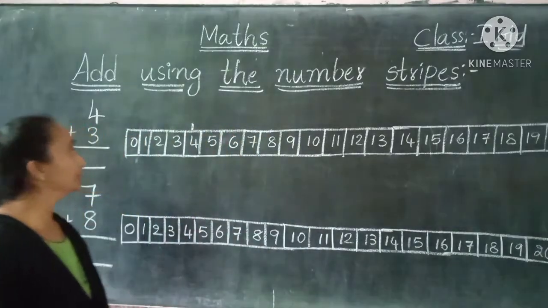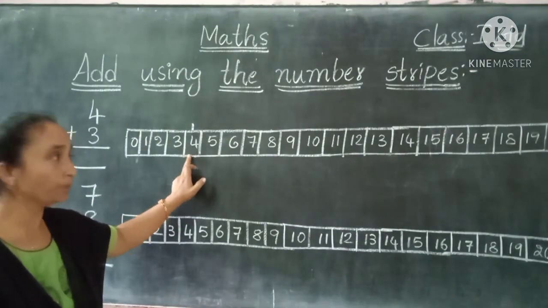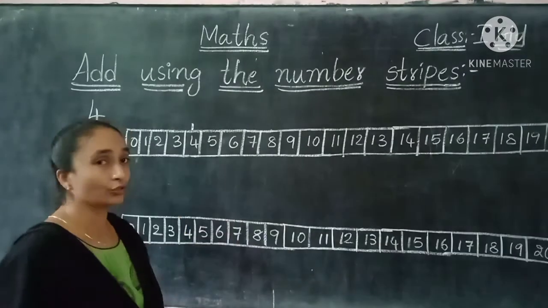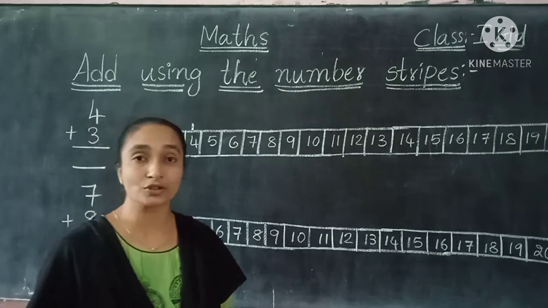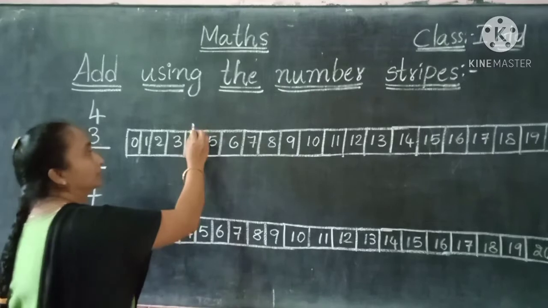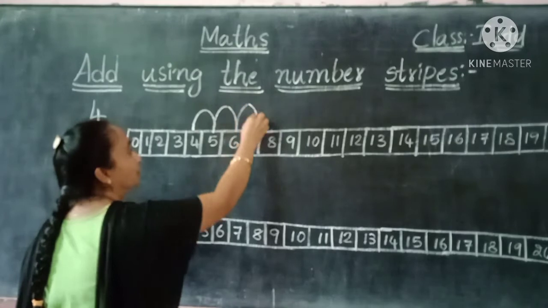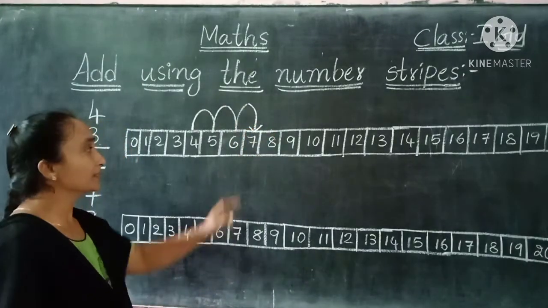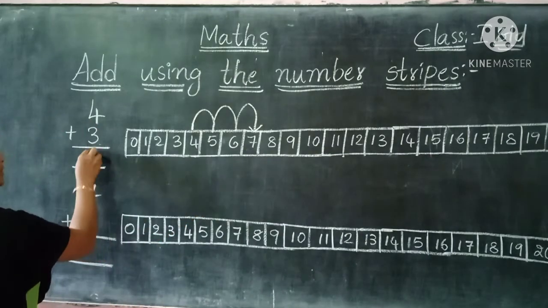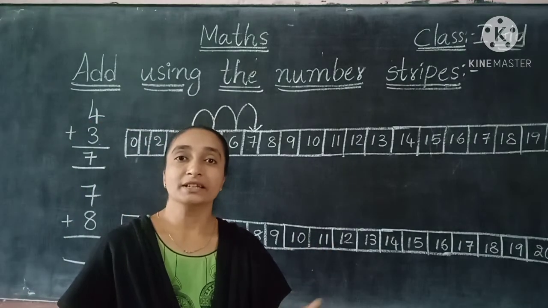So let us do. The first number is 4, so we will begin from 4. The second number is 3. That means 3 we should not do there. You know that already. So what we have to do, children? 3 jumps forward you should go. Here we can see, children: 1, 2, 3. So this is the answer. 4 plus 3 is equal to 7. So here we can write the answer 7.